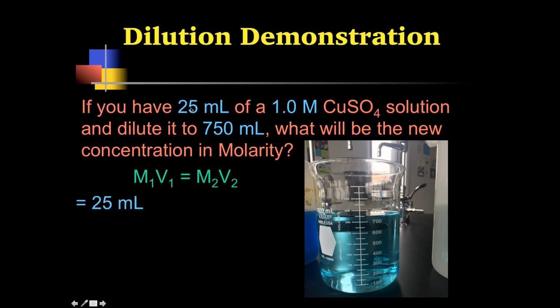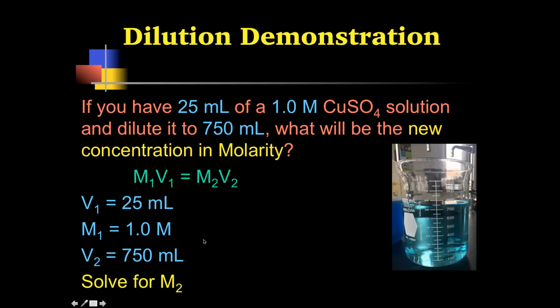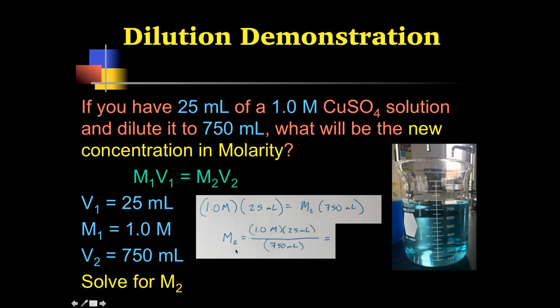We're going to plug in what we know from the givens in the problem and solve for what's missing. So my initial volume was 25 milliliters. My initial molarity was 1.0 molarity. That was given. I added a bunch of water until my new volume was 750. So really what I'm solving for is M2. So I plug in what I know, right? 1 molarity, 25 milliliters was my initial, my before. My after, my V2, is 750. I'm solving for M2.